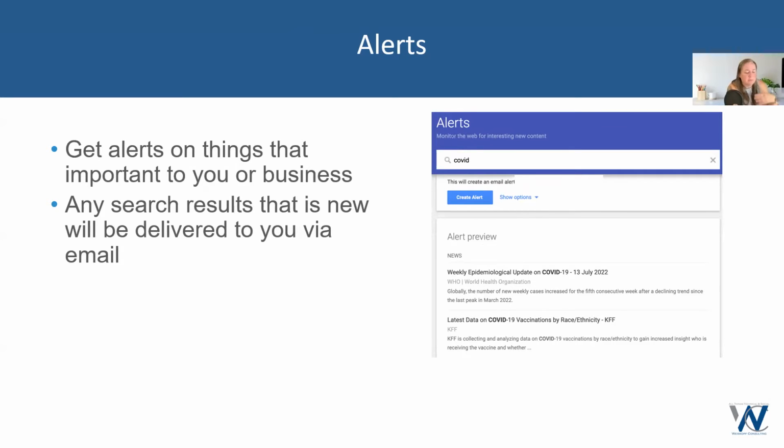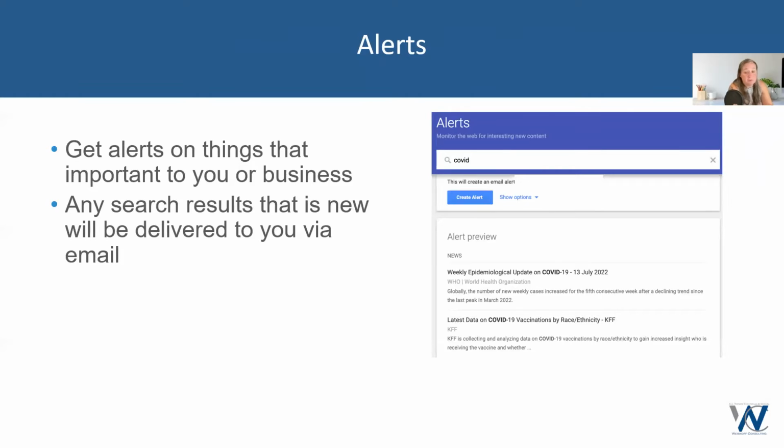This one was as simple as COVID, but you can get a little bit more creative, for instance, and then it kind of shows you the preview. So I did this yesterday, and looks like as of the 13th, there was a new epidemiological update on COVID-19, for instance, that came out by the World Health Organization on July 13th. So this would have shown up in my email box had I set up this alert the day before. Anything new is going to come to me directly.